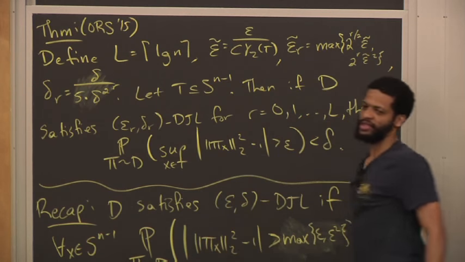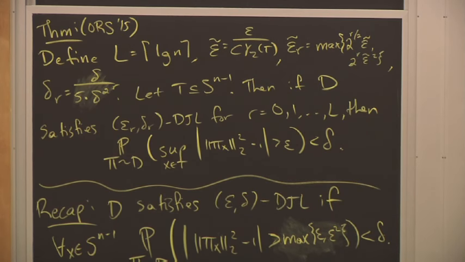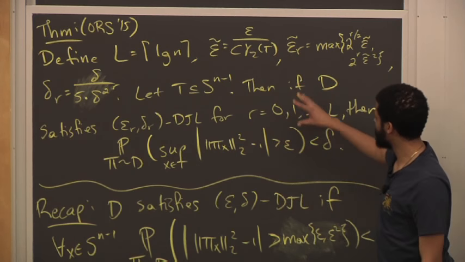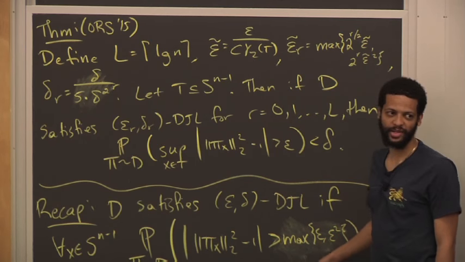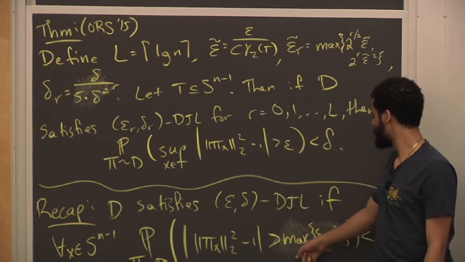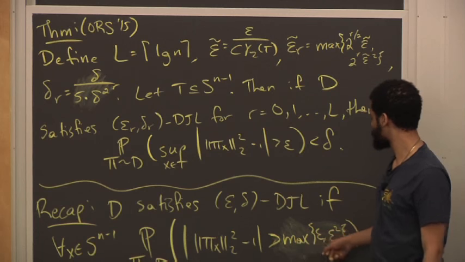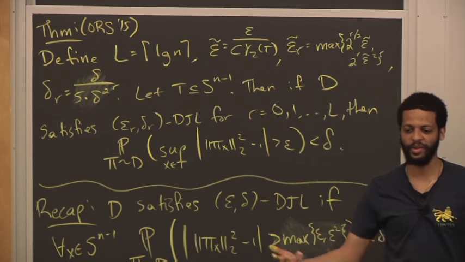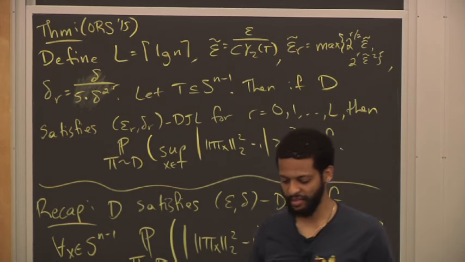When we first talked about DJL, last week, we were really only concerned with epsilon being less than 1. In the proof, you're going to start needing to care a little bit about epsilons that are bigger than 1. So we replace epsilon with max of epsilon squared. If epsilon is bigger than 1, epsilon squared is bigger. Just a minor technical detail.